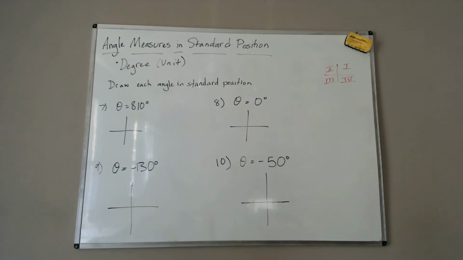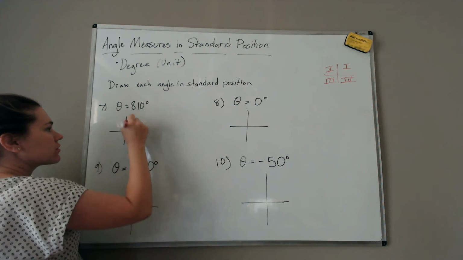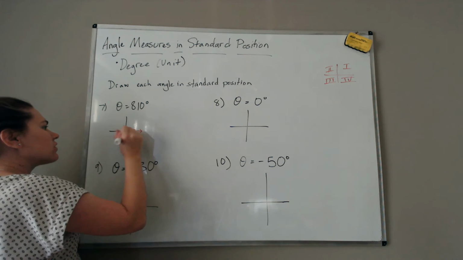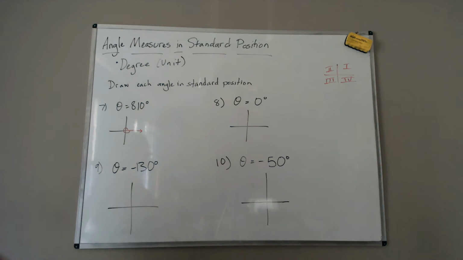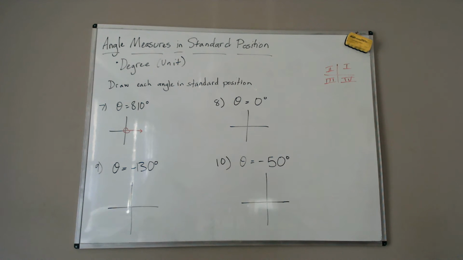So 810 degrees means we're going to go around a few times here. Okay, so 810 degrees, it's positive, this degree measure, right? So we start here, and we're going to rotate once, that's 360 degrees. Now if I go around a second time, a full rotation, that would be 720. So I know I have to go again.